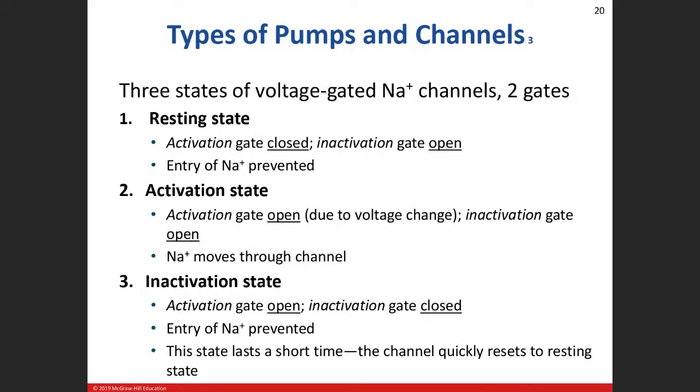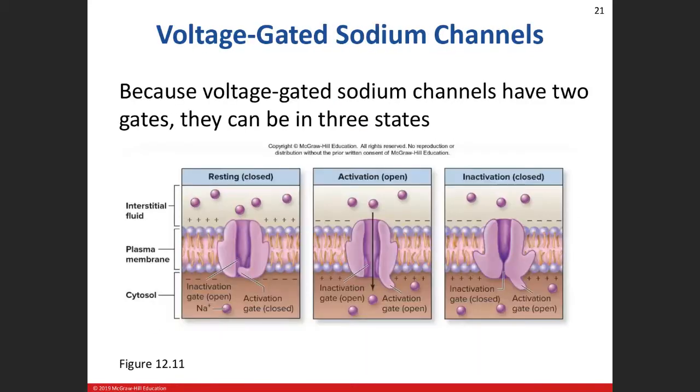The second state, the activation state: something causes that activation gate to open up. Well, we know what that something is. Something having to do with an electrical charge. So we get a change in the electrical charge across the plasma membrane, a voltage change. And now the activation gate opens up. The inactivation gate is still open. So now sodium can move in, right here.